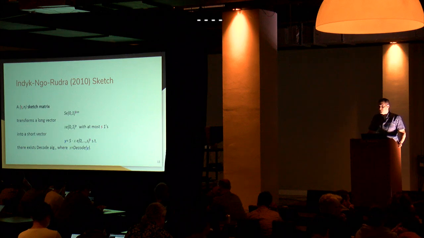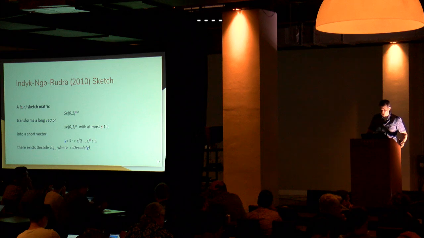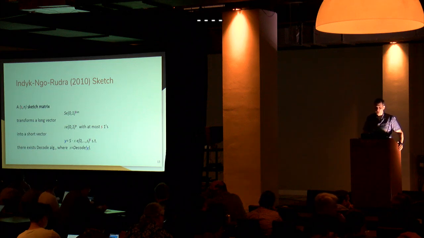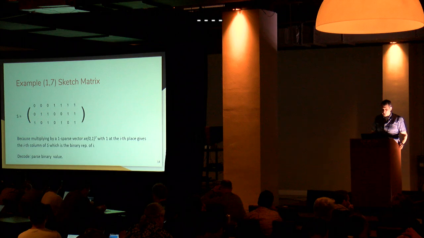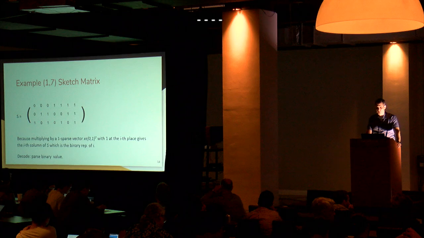Such that x, the original vector, can be decoded from y, the sketch. So the sketch is y, S multiplied by x, and we can get x back from y by some decoding algorithm. So here is an example of a 1-sparse sketch matrix.